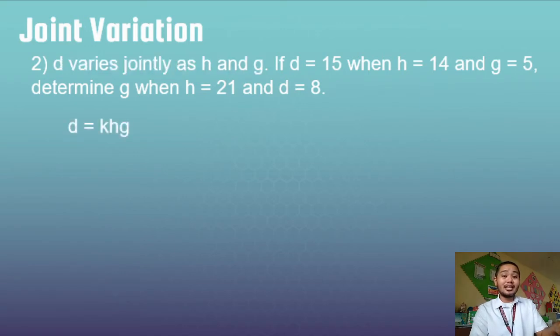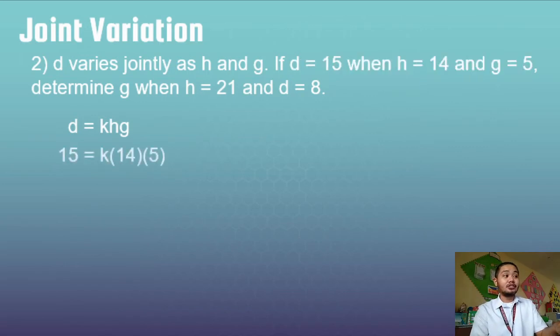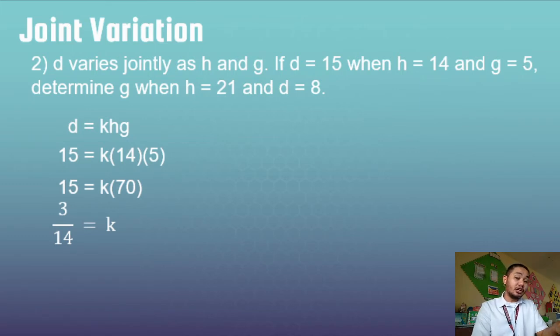Next, solve for the constant of variation by substituting the values of d, h, and g. Ito yung gagamitin natin. D, palitan ng 15, yung h, palitan ng 14, yung g, palitan ng 5. As you can see on our figure. Solving yung doon sa right side, 14 times 5, that is 70. So solving for the value of k, divide both sides by 70. That would be 15 over 70. Or in lowest term, that would be 3 over 14. So meron na tayong constant of variation. Ang gagawin natin dito is identify yung equation of variation. Yung k, palitan ng 3 over 14, as you can see on our screen.